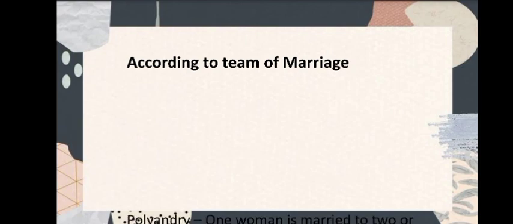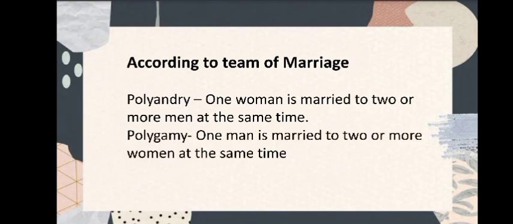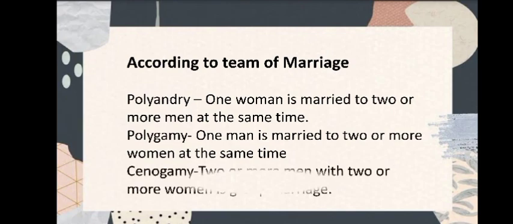According to the form of marriage, polyandry is when one woman is married to two or more men at the same time. So polyandry is a form of polygamy in which one woman is married to several men. Polygyny is when one man is married to two or more women at the same time. Next is synogamy, or group marriage, where two or more men are married to two or more women.